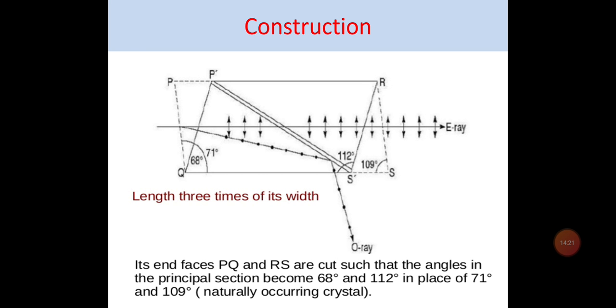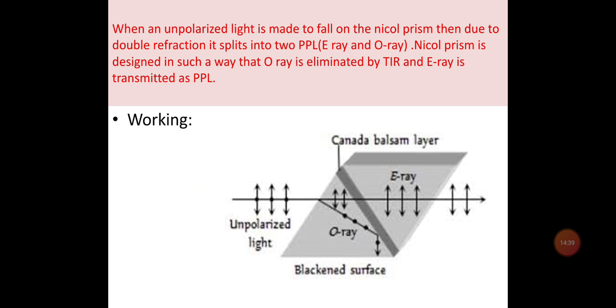So the two end faces of the prism are kept open, while its sides are coated with lamp black and kept covered by a brass tube. So this was the construction of the Nicol prism, and we get a specially designed Nicol prism through this. Now we will discuss the working of the Nicol prism. So what will happen in the Nicol prism is that when an unpolarized light is made to fall on the Nicol, you can see in the figure also, then due to the double refraction, it splits up into two plane polarized rays, that is E ray and O ray.